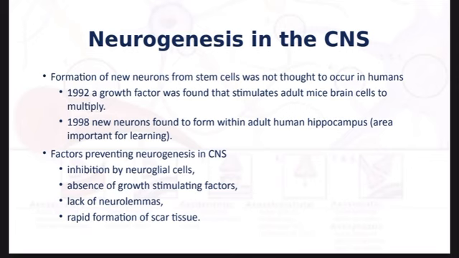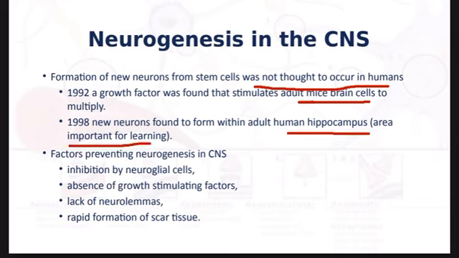فنيوروجينيريشن in the CNS, formation of new neurons زي ما تكلمنا أول from stem cell, was not thought to occur in the human. كان في اعتقاد إنه ما تصير، لكن عام 1992 they grew stimulation of the neurons in adult mice brain cells to multiply. في عام 98 new neurons found to form within adult human hippocampus, area of important learning بالداخل hippocampus, and this is in the central nervous system.